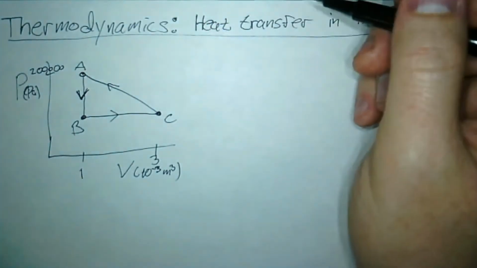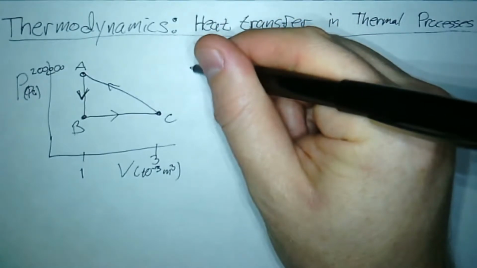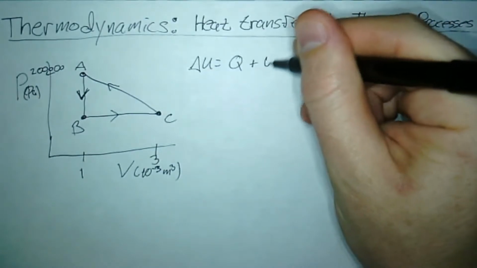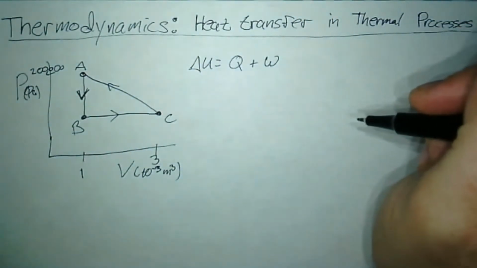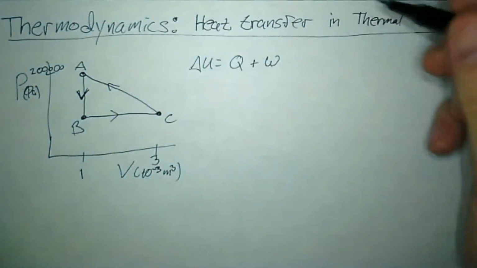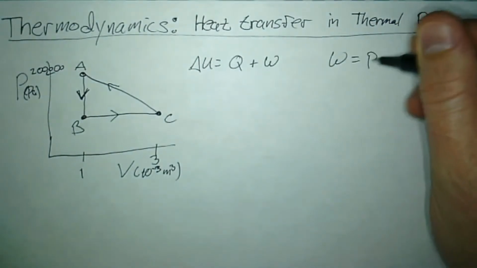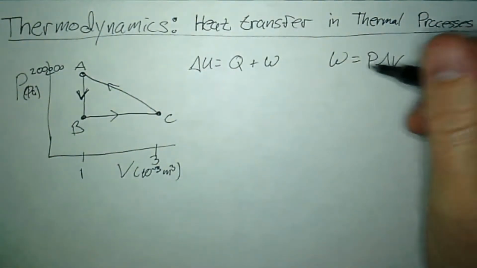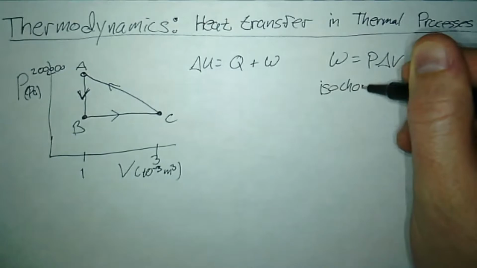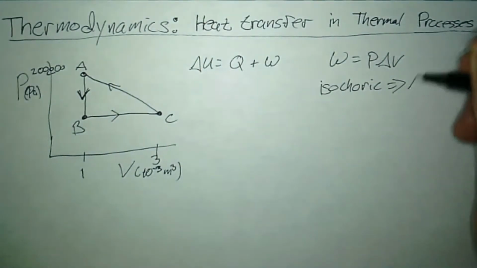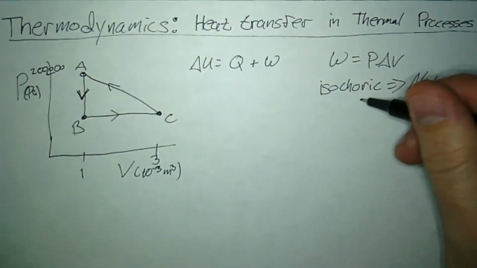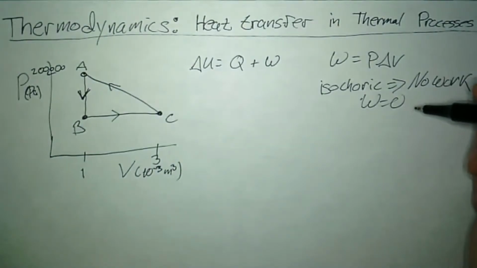how does our internal energy change? Well, we can say the change in internal energy is the heat plus the work done on the gas, right? But this is an isochoric process, which means my volume doesn't change. I know that the work done on the gas is P delta V. So since my volume didn't change, no work is done in an isochoric process. We can say W equals 0.